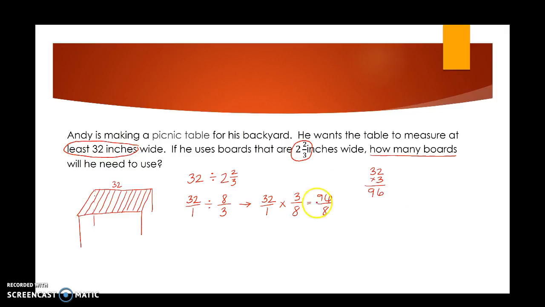And now I have an improper fraction. So to go from an improper fraction to a mixed number, you're going to do top in, bottom out. 8 goes into 9 one time. Subtract, 9 minus 8 is 1. 2 times 8 is 16. I subtract, I get 0. And there it is. So it is equal to 12.